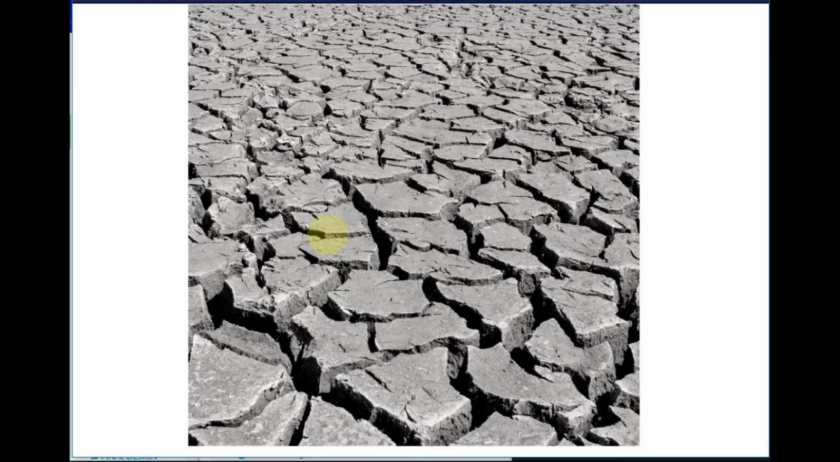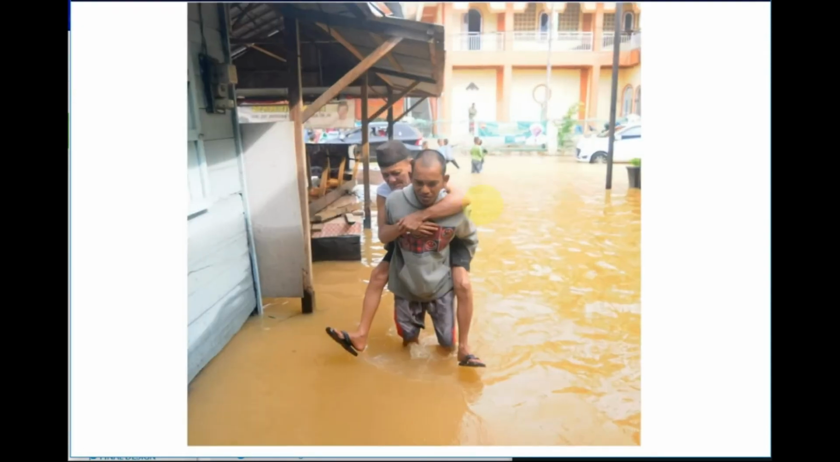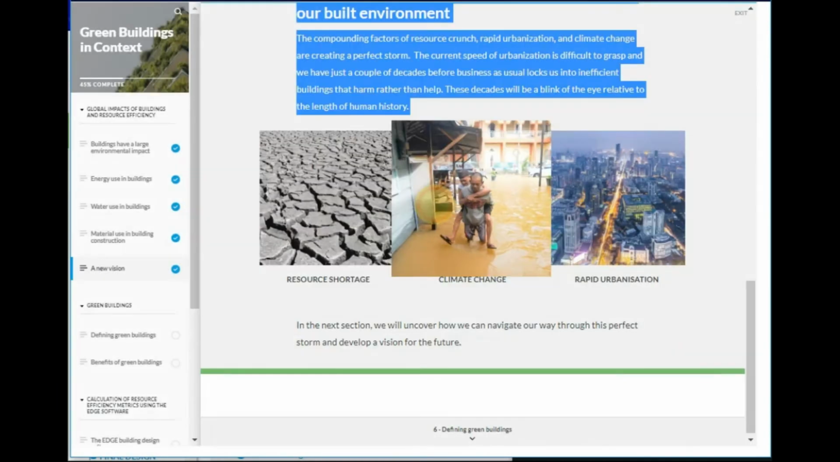The current speed of urbanization is difficult to grasp, and we have just a couple of decades before business as usual locks us into inefficient buildings that harm rather than help. These decades will be a blink of the eye relative to the length of human history. In the next section, we will uncover how we can navigate our way through this perfect storm and develop a vision for the future. Green building.